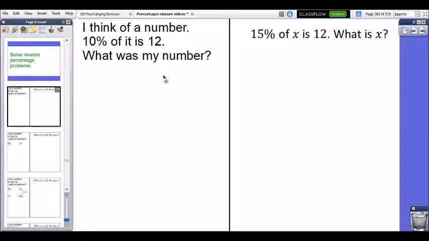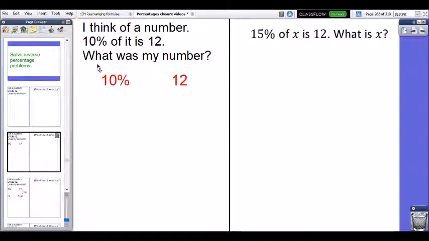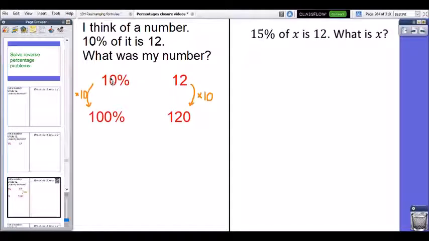So the calculation that they give us, they tell us that 10% is 12. So what was my number? We're going to call my original number 100%. Can you think of how to get from 10% to 100%? Well, I multiply it by 10, because 10 times 10 gives me 100, so 12 times 10 gives me 120. Therefore, my original number was 120.